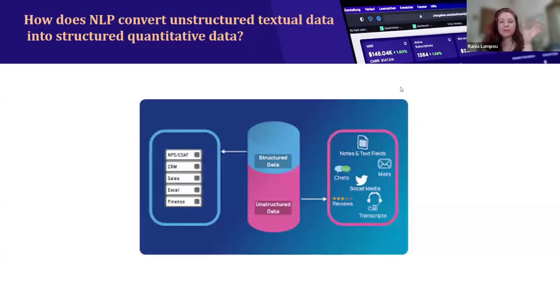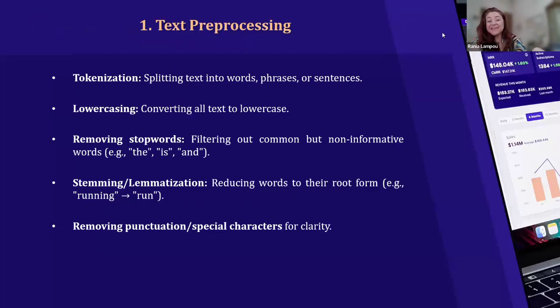So now I mentioned how NLP converts unstructured textual data into structured quantitative data. So for the text pre-processing here, the first one is what we call tokenization. We split the text into words, phrases or sentences, then lowercasing converts all text to lowercase. We remove stop words, filter out common but non-informative words. Then we stem or lemmatize, reduce words to the root form, and remove punctuation or special characters for clarity.